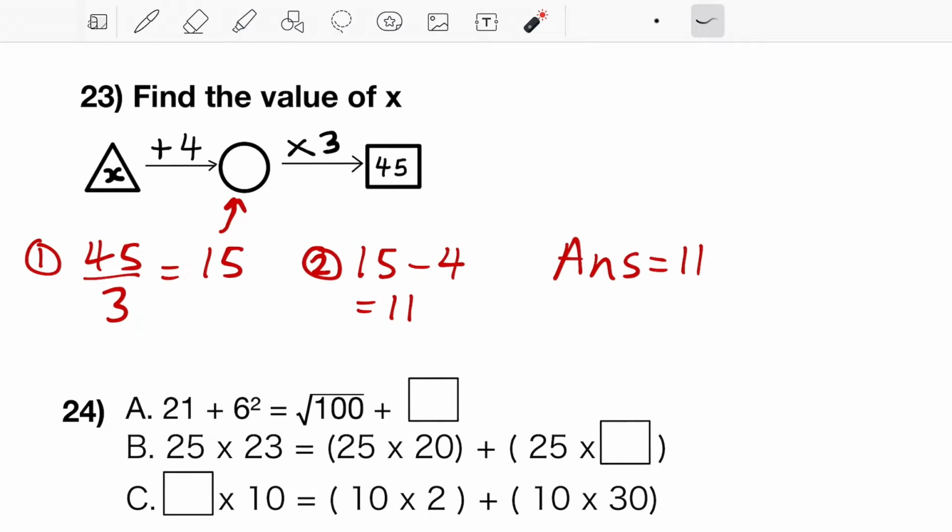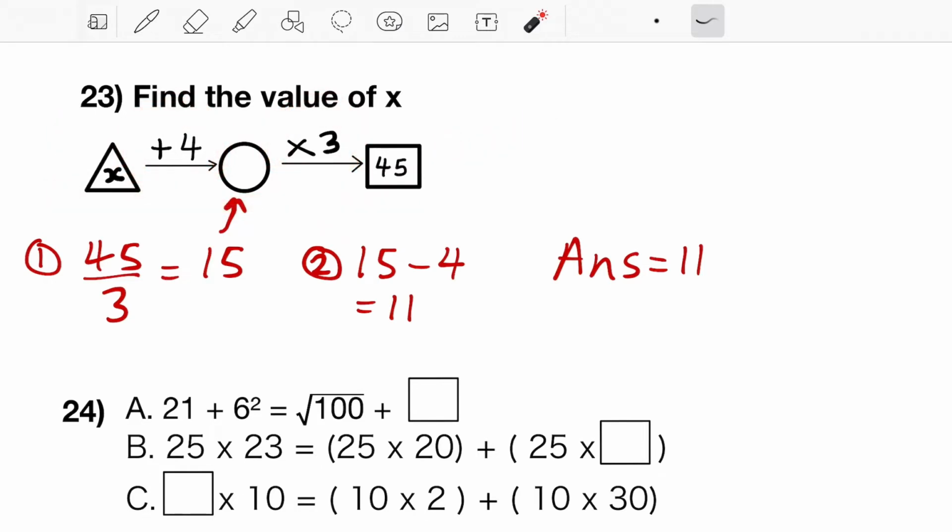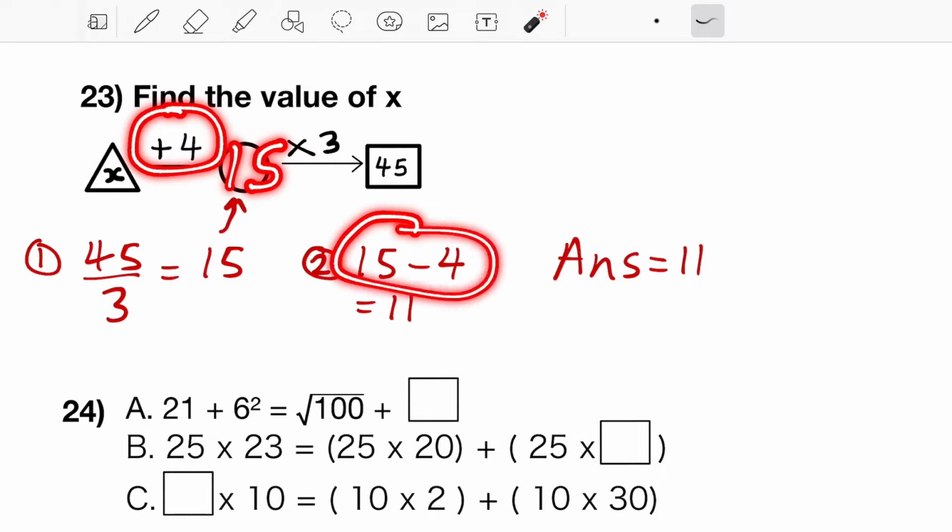23. Find the value of x. So we started off with some number, x, and we did all of these operations. We added 4, then multiplied by 3, and we got 45. So we're gonna do the reverse working. So instead of multiplying by 3, we want to divide by 3. So 45 divided by 3 is 15. So we get 15 here, and then 15. Instead of adding 4, the reverse or opposite will be to subtract 4. So we get 11. So 11 is the answer.